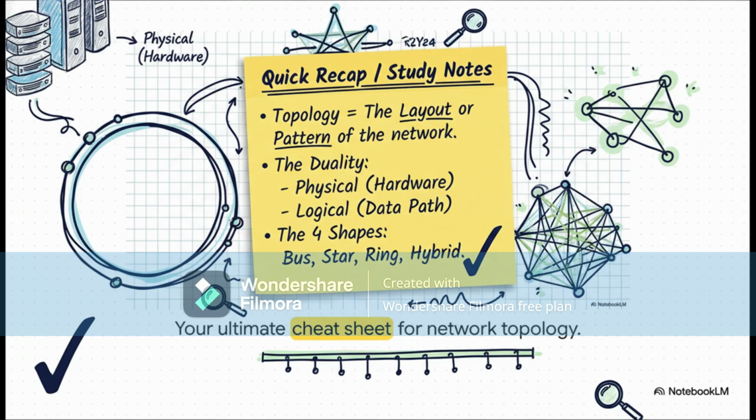The main idea? Topology is all about the layout or the pattern. You need to know the two ways of seeing it: the physical map for the hardware versus the logical map for the data's path. And of course, the four fundamental shapes: bus, star, ring, and the one you'll see everywhere, hybrid. If you've got that down, you've totally got this.